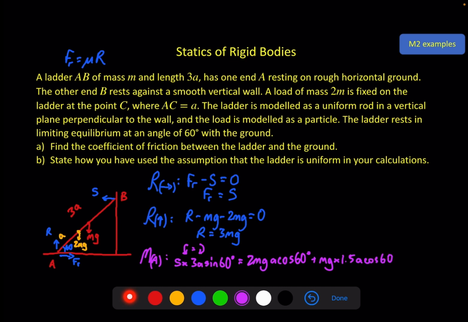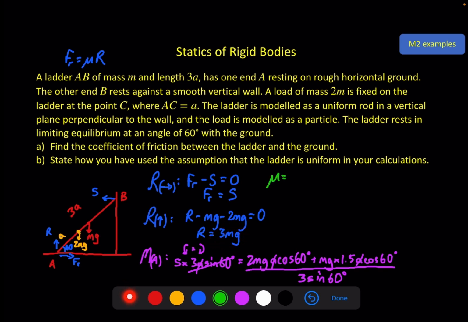All of the a's cancel, and then divide this side by 3 sine 60. And just to avoid writing that out, I'll take that off there and put it over here. 3 sine 60 degrees here. And that gives us the reaction S, which usually wouldn't be very helpful, but in this case it happens to be equal to the thing we want, friction. So friction is equal to this, and the reaction at A, down here, is equal to 3 mg. So mu is equal to friction divided by R, this thing, divided by 3 mg.